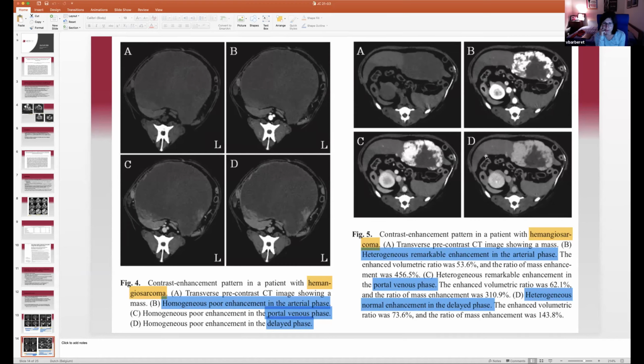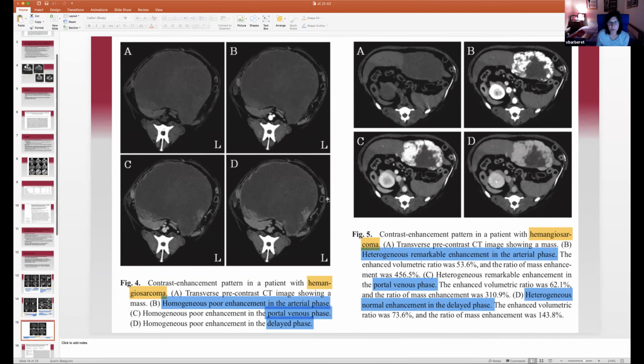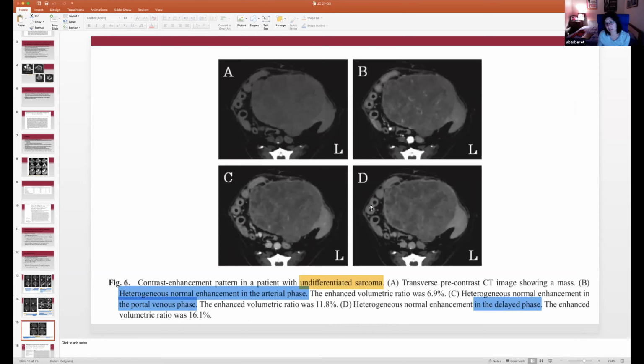And then there was another type, which was the undifferentiated sarcoma. The undifferentiated sarcomas, they classified them as being normal but heterogeneous enhancements.